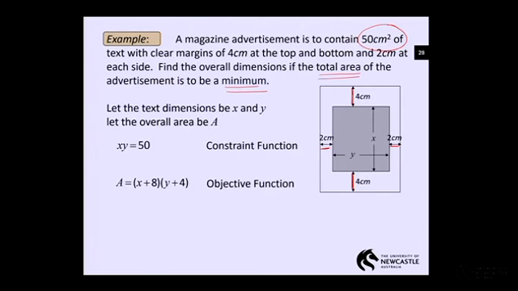Can you see where the 8 comes from? Top and bottom, multiplied by y plus 4 from the left side and the right side. And again, there's your objective, and it would be fine, except it's got two variables in it. It's got x's and y's.